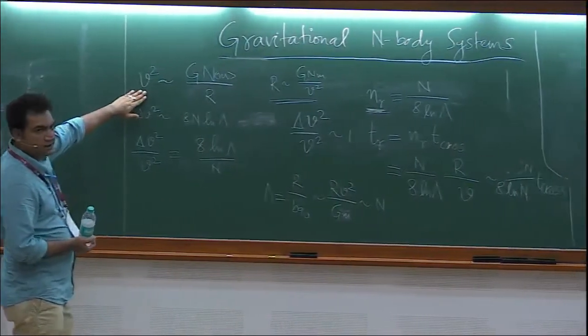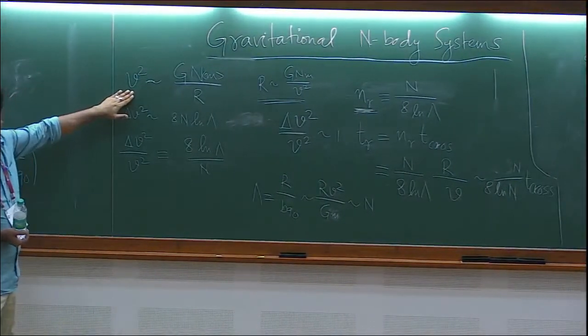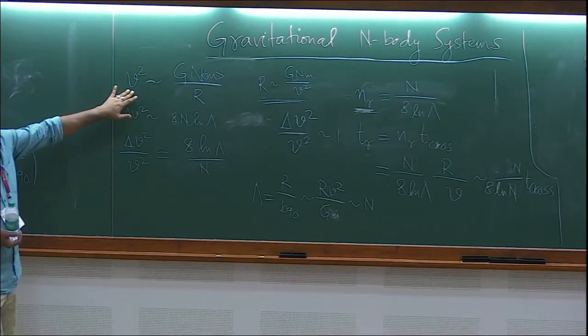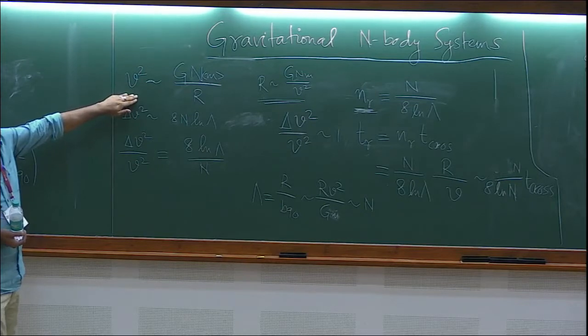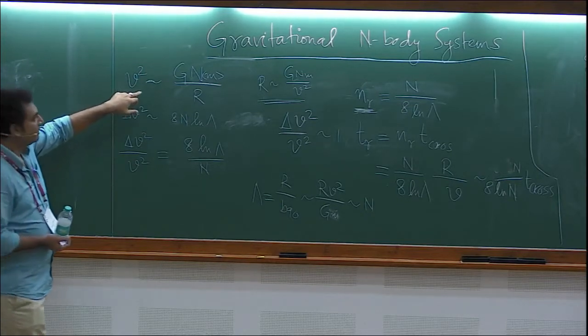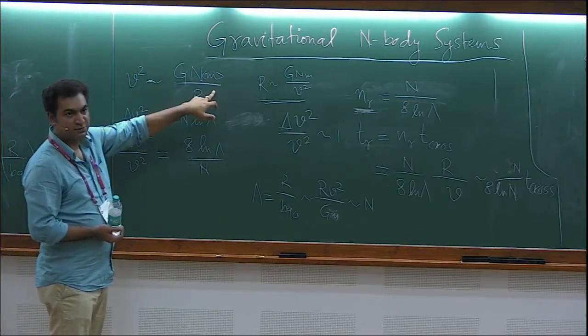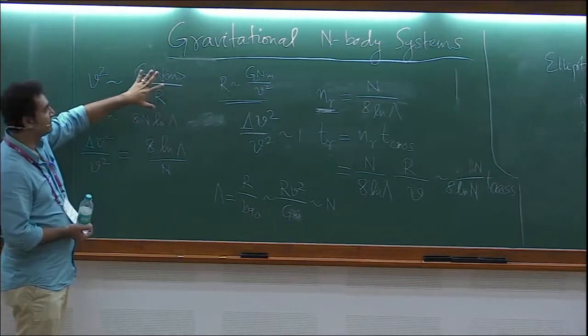So V square is kinetic energy. So this is fine because this is kinetic energy per unit mass. This is also potential energy per unit mass. So dimensionally, this is correct.